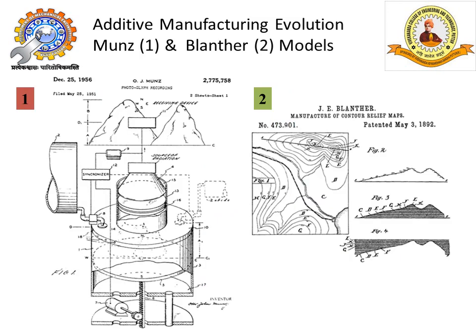Additive manufacturing evolution. As I said earlier, Munz and Blanther are two people who used this concept of additive manufacturing, and they used it for topography and photo sculpture. Munz developed a model which works in the area of rapid prototyping and continued to work till 1970, and he got a number of patents in this area.